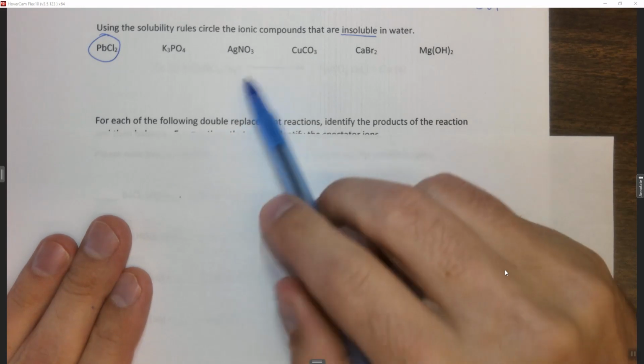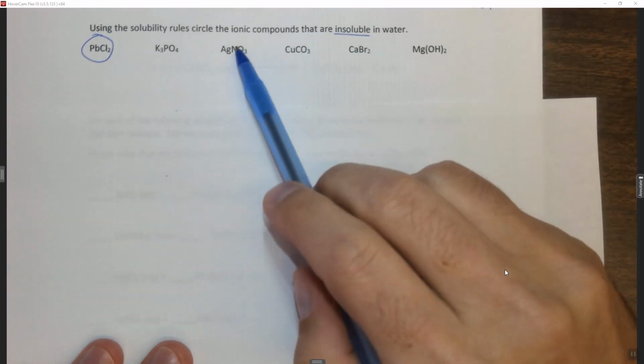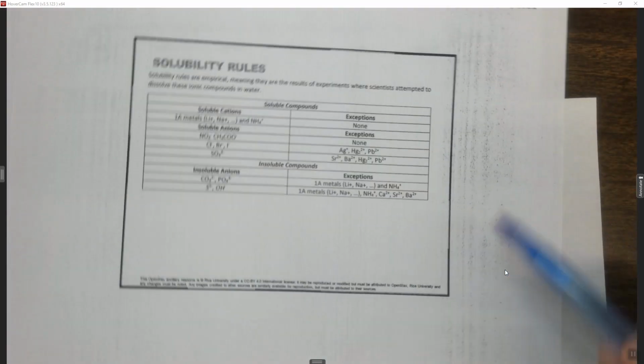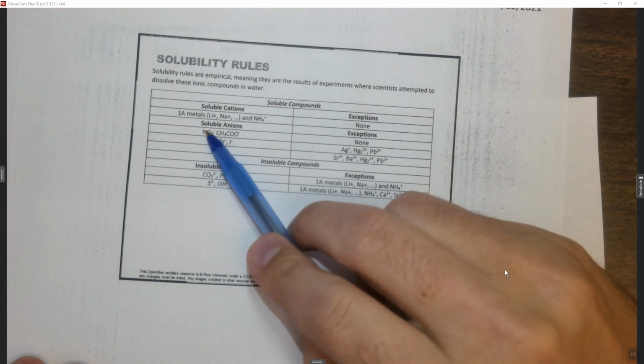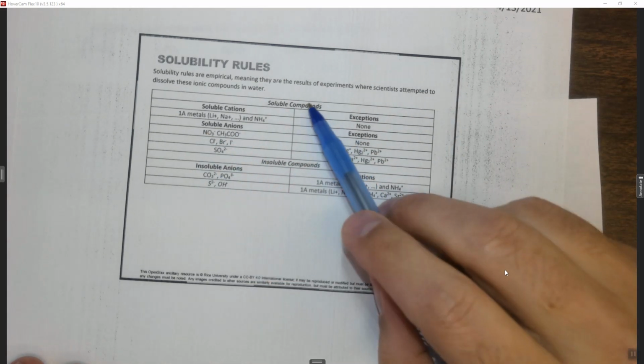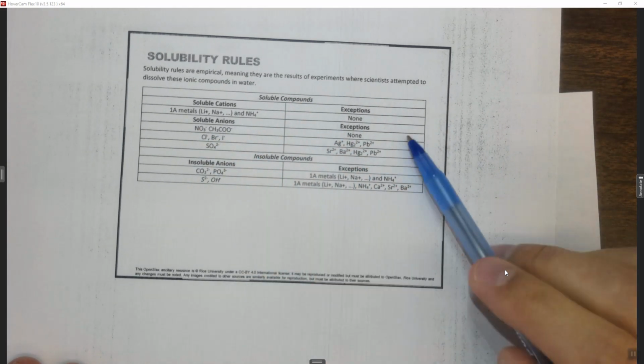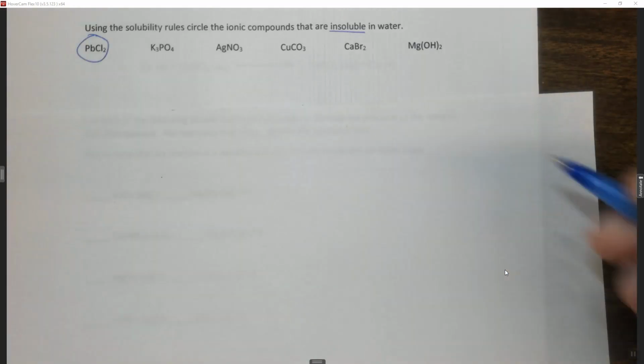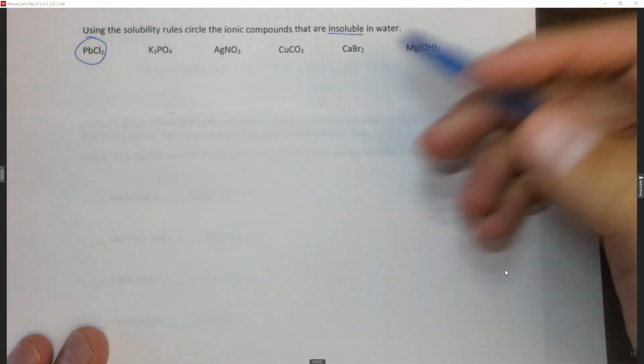Silver nitrate. You're not going to find silver on the table. So what we need to do is we need to look for nitrate. So nitrate is a soluble anion. It's on the top part. And if we look here, there are no exceptions. So silver nitrate is soluble.